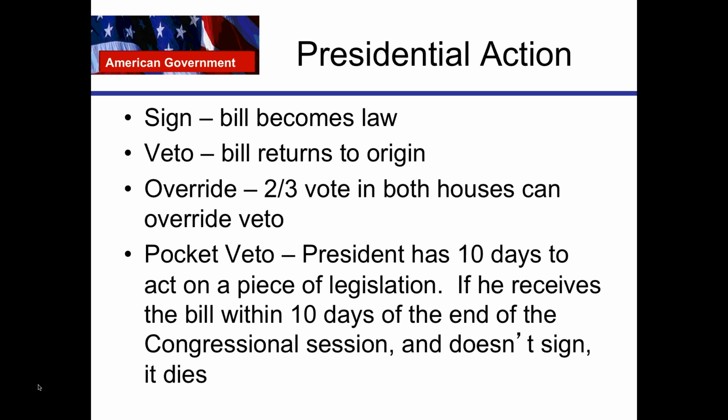So the president has 10 days to act on a piece of legislation. If he receives the bill within 10 days of the end of the congressional session and he doesn't sign, the bill will then die. That is what is called a pocket veto.